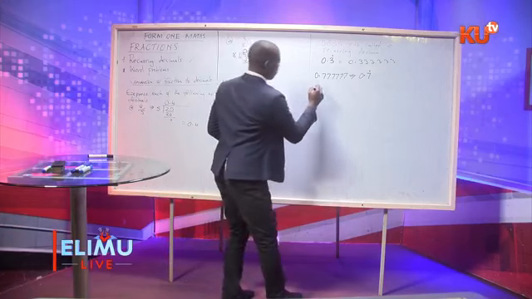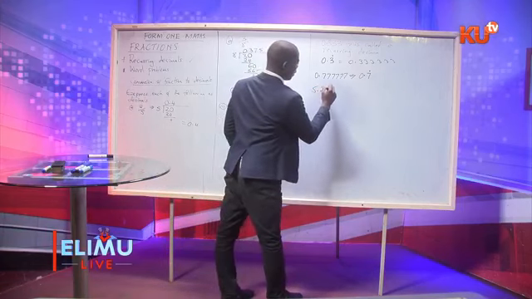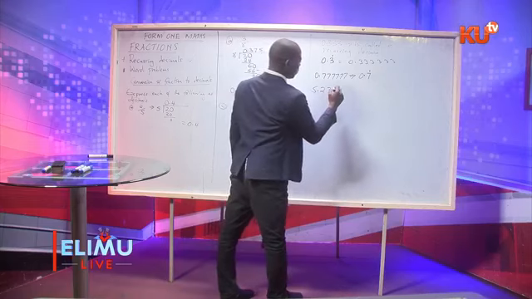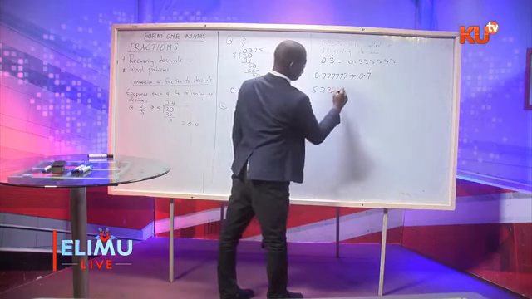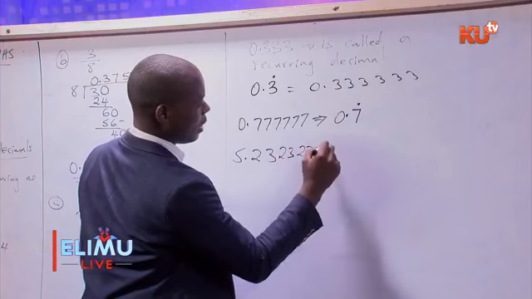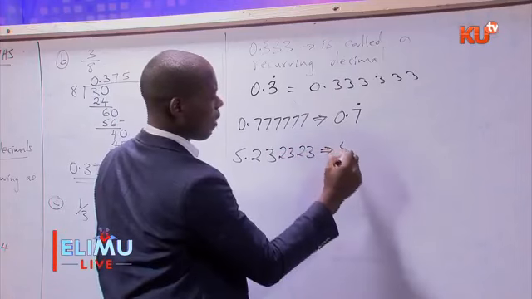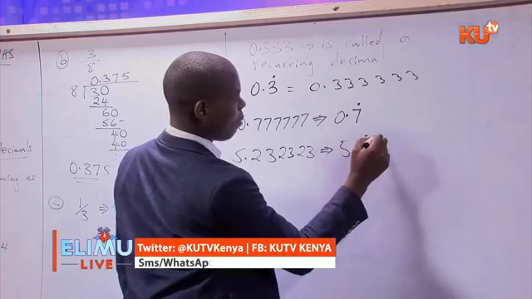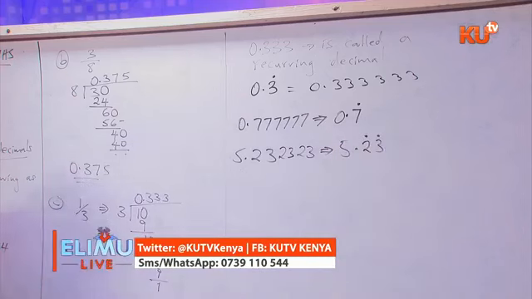If we have 5.23 and 2 and 3 are repeating themselves, so we shall have 2, 3, 2, 3, 2, 3, then this one we write as 5.23 and put a dot on top of 2 and 3, because 2 and 3 are recurring.